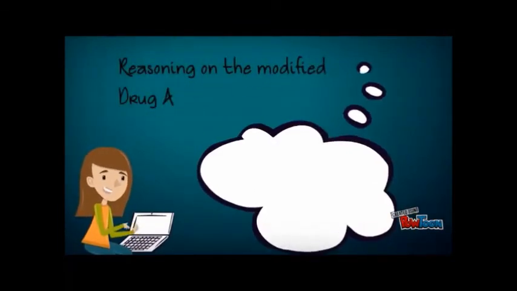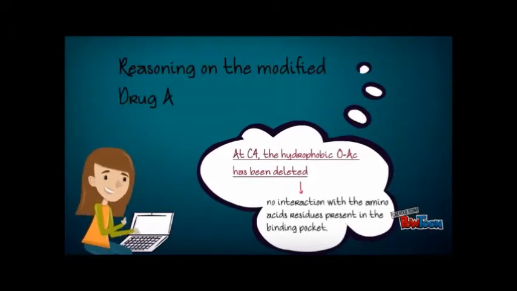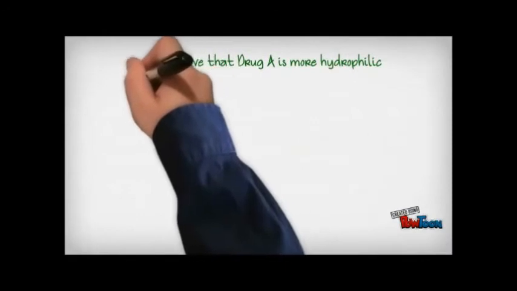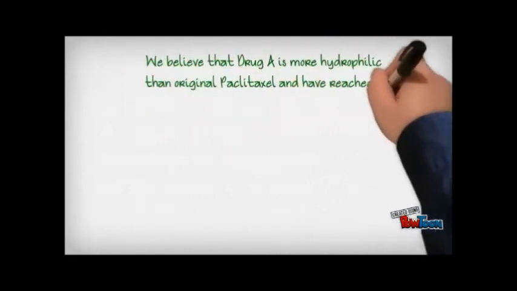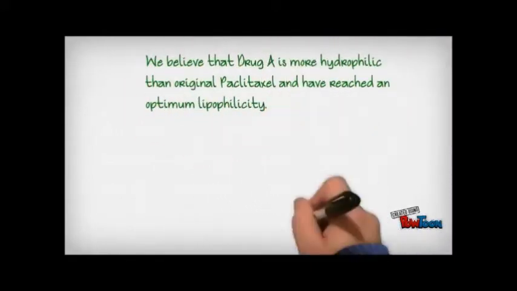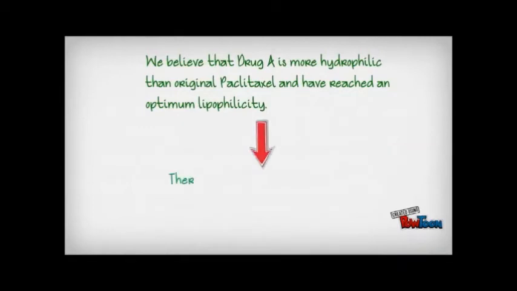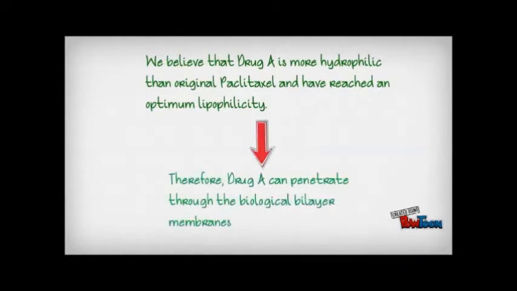Next, we change the group at carbon 4. This is because there is no interaction with the protein. So we believe that our drug A is more hydrophilic than the original paclitaxel and has reached an optimal lipophilicity. Therefore, it can penetrate the biological membrane and is more soluble in blood.